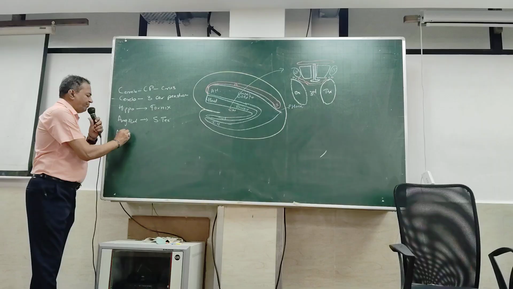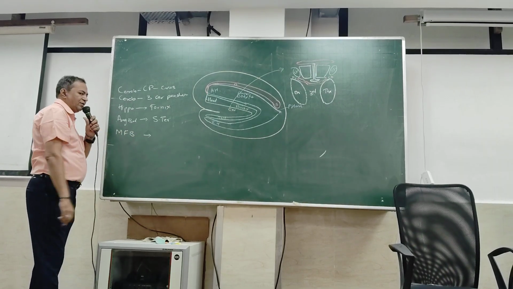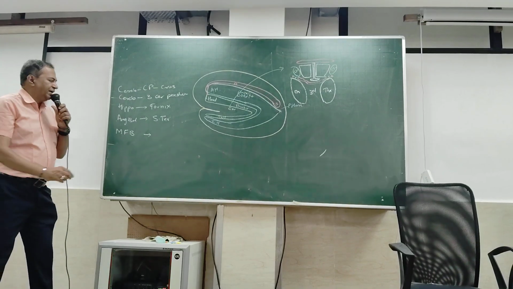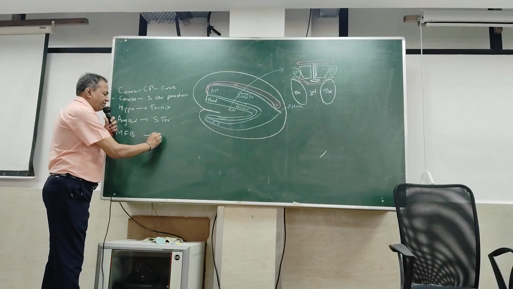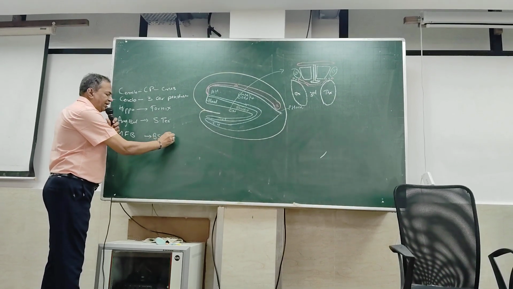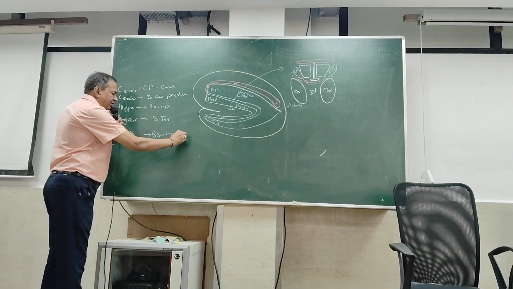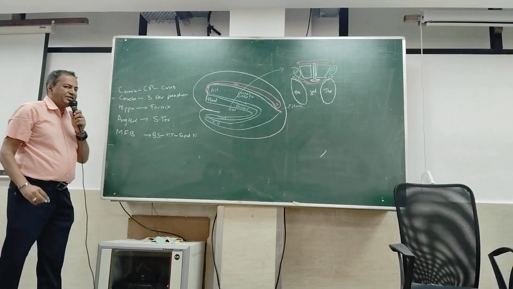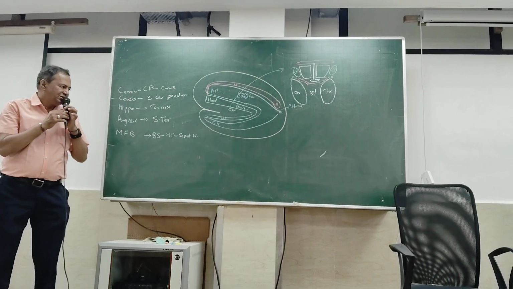Median forebrain bundle connects brainstem to hypothalamus to septal nuclei and amygdala. Brainstem, hypothalamus, septal nuclei.